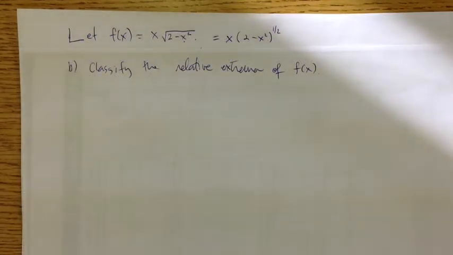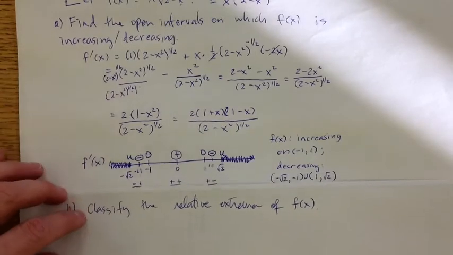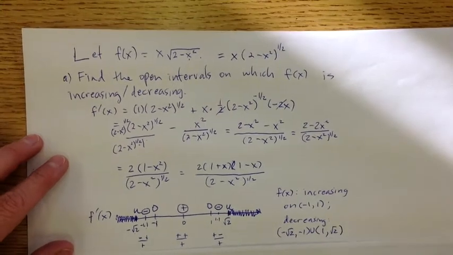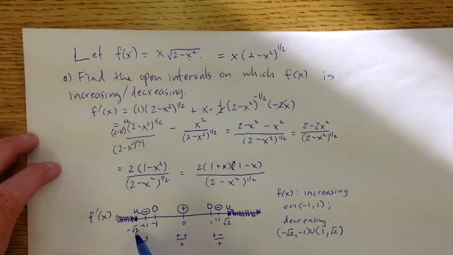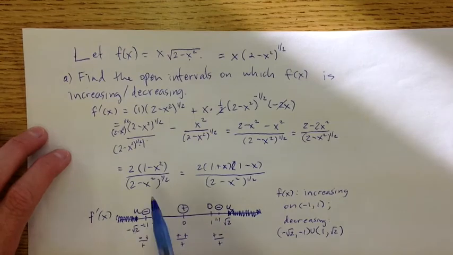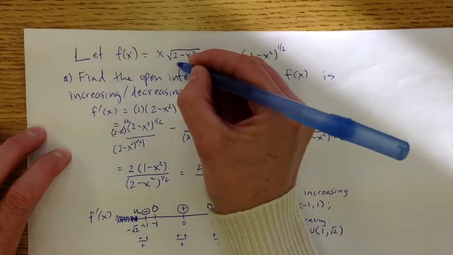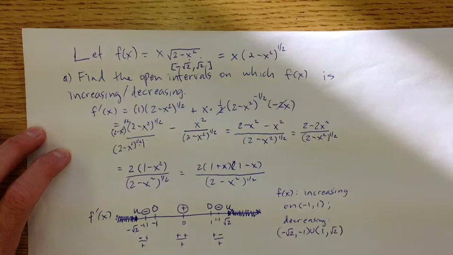Okay, now let's classify the relative extrema of f of x. To do that, we need to look at the sign chart for f prime. On the sign chart here, I'm going to denote which ones are critical numbers. Here, f prime of x is undefined, but negative root 2 is an endpoint of the domain, because the domain of f is negative root 2 comma root 2. So I'm going to test it for an extremum, but I'm not going to call it a critical number.